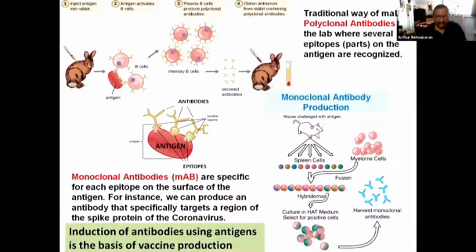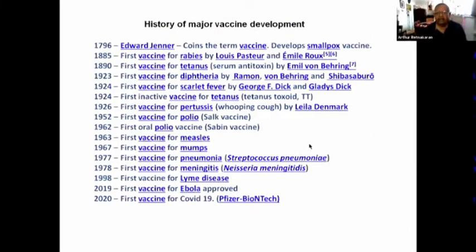Now, induction of antibodies using antigens is the basis of vaccine production. Vaccine production has a history dating all the way back to 1796. Edward Jenner coined the term vaccine, and he developed the first vaccine against smallpox.